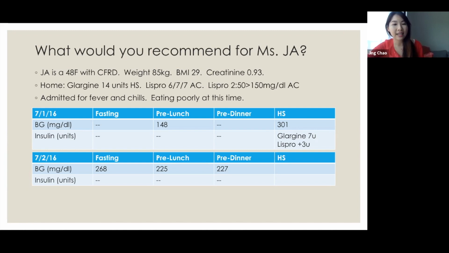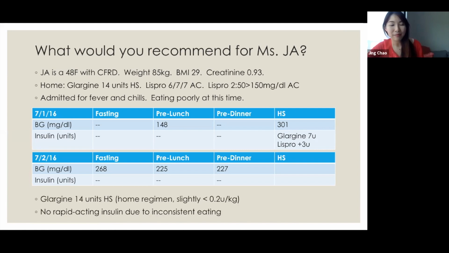You place all of the second day's blood sugar values on the low dose correction scale, and that gives you +3 for the fasting blood sugar, +2 for pre-lunch, +2 for dinner. You start with a base of 10 and then add the 3, add the 2, and add the 2. That gives you 17 units. So a reasonable basal insulin will be between 10 units and 17 units. What I will probably do in her case is just restart her home dose of 14 units, even if she's not eating, because she had a really good pre-lunch blood sugar on the first day, showing that her home dose is reasonable. So no rapid acting insulin because she's not eating.